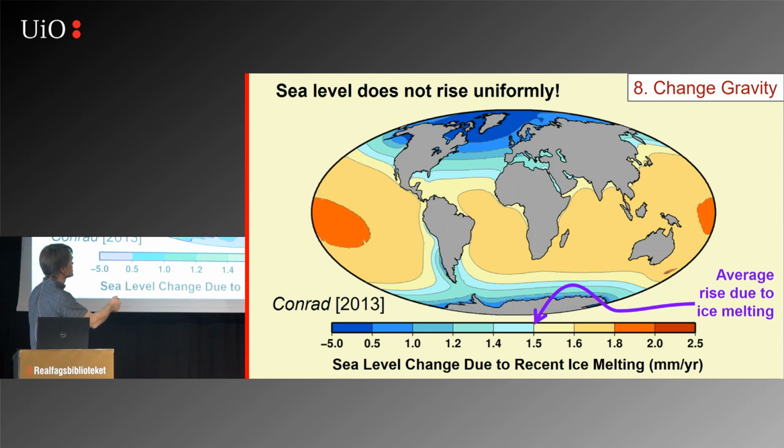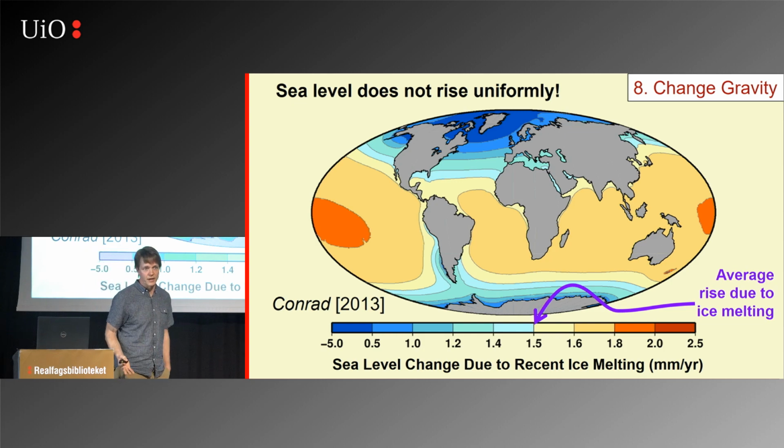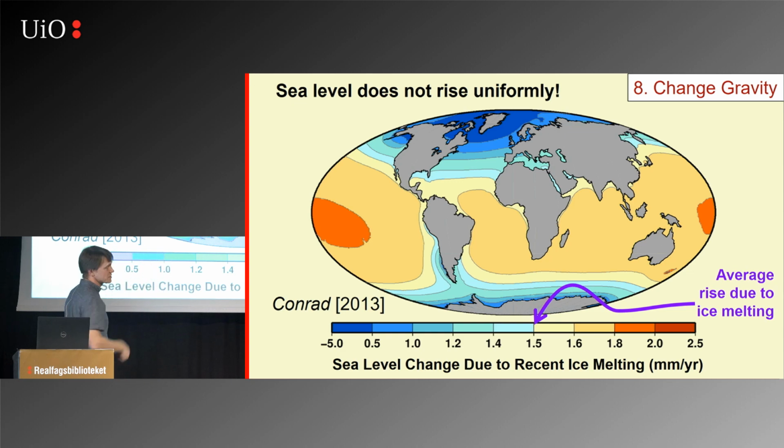So again, Scandinavia is a little bit fortunate compared to other places because we're near a source of melting. But if Antarctica starts melting really fast, we're far away from Antarctica. So that would cause more sea level rise in the far northern hemisphere.